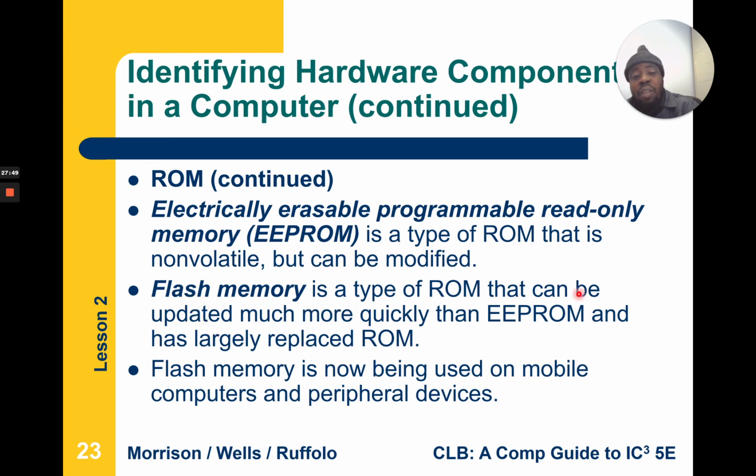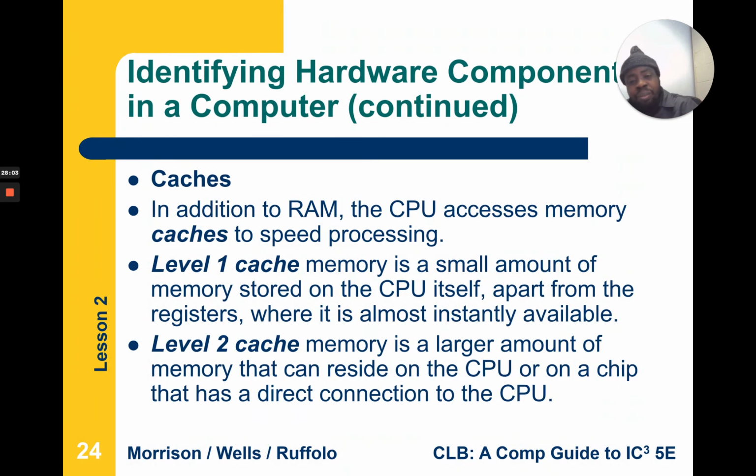Flash memory is a type of ROM that can be updated much more quickly than EEPROM, and has largely replaced it. Flash memory is now being used in mobile computers and peripheral devices, like your flash drive. So you have a cache. In addition to RAM, the brain of the PC, the central processing unit, accesses cache memory to speed processing. If you are going to wipe off some apps from your mobile phone, you see what is called cache. You can wipe off what is in the cache too.